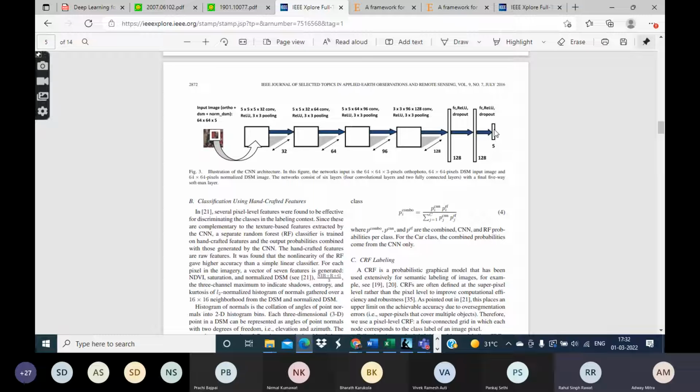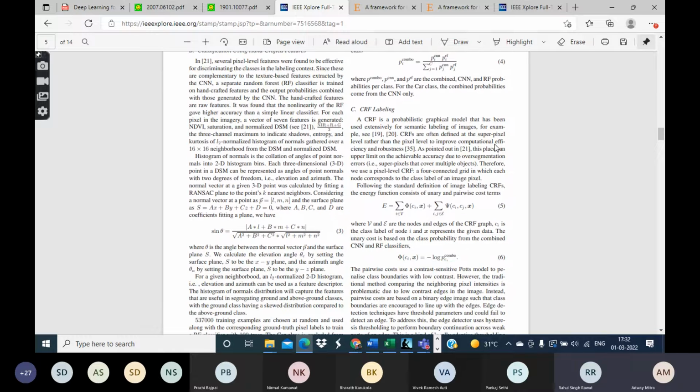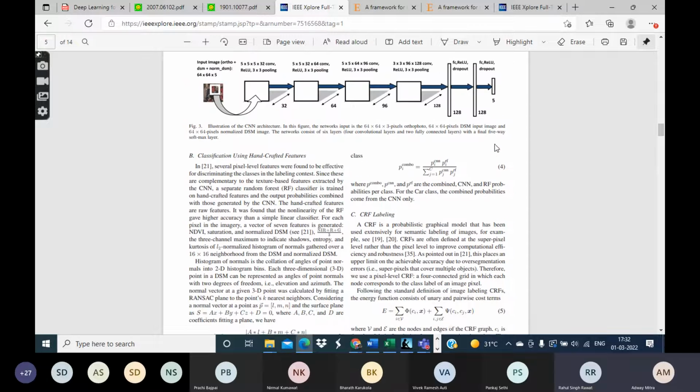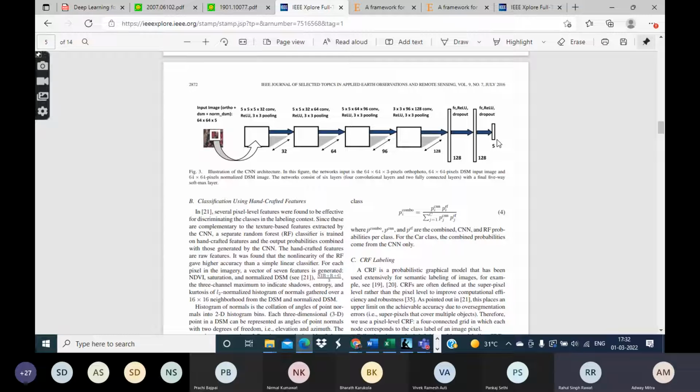So that is why we get a 5-way softmax layer. That is, it's basically a probability distribution over 5 classes. So this output layer will contain the probabilities of the different classes. So we have a 5-way softmax. Okay, and this is the output we get from the CNN.